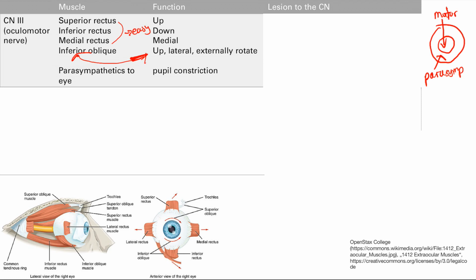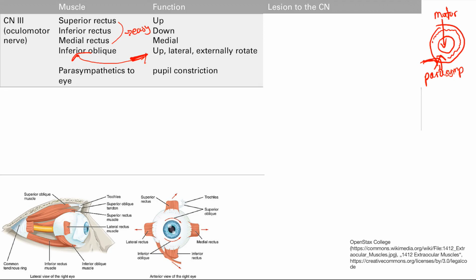If you had compression of the nerve, guess which one's going to go first? Something's pushing onto it, and then the first thing that's going to go is the parasympathetics. So your patient will present with what is the answer? It's going to be pupillary dilation. There is no pupillary constriction, so the opposite happens and you have a pupillary dilation, and it's classically called a blown out pupil.